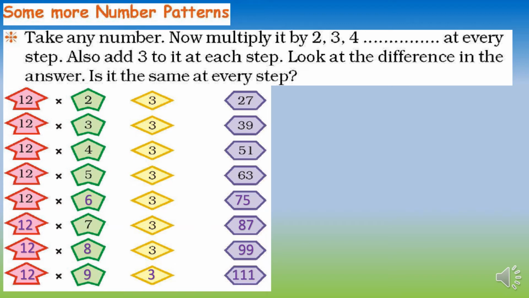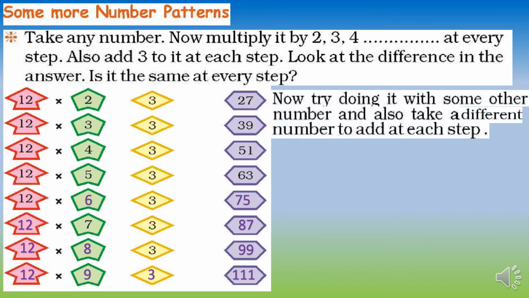So see the difference. The difference between 27 and 39 is 12. The difference between 39 and 51 is 12. The difference between 51 and 63 is also 12. So the difference is the same. Now try doing it with some other numbers and also take a different number to add at each step.